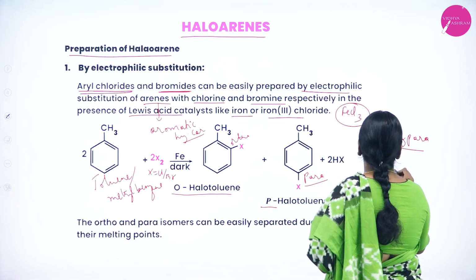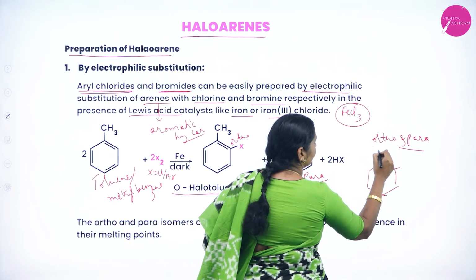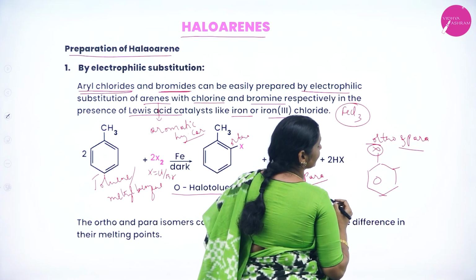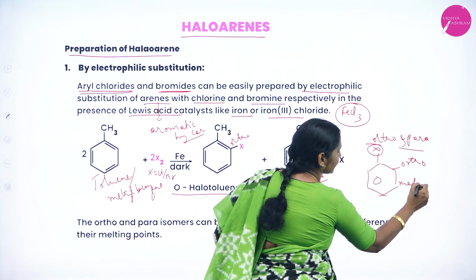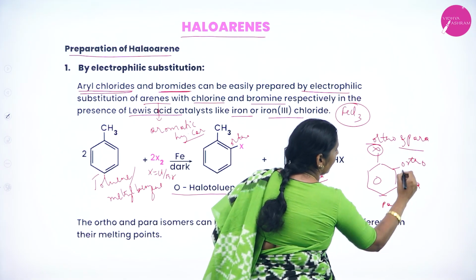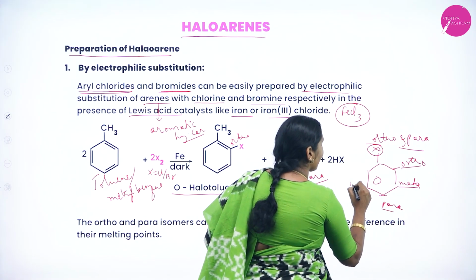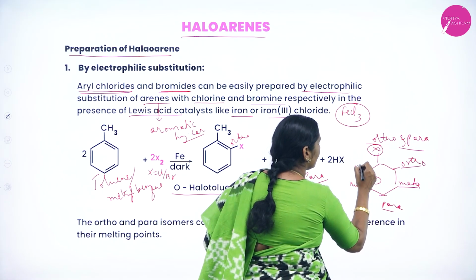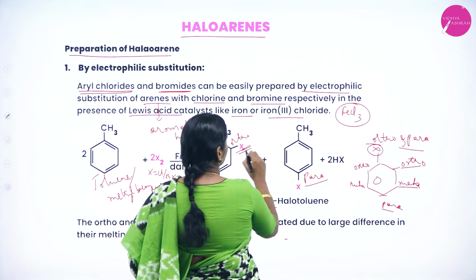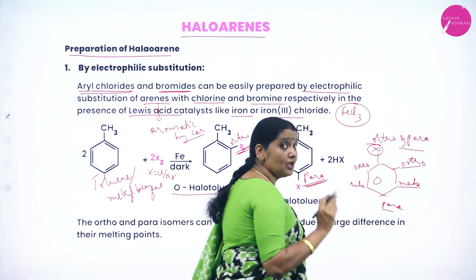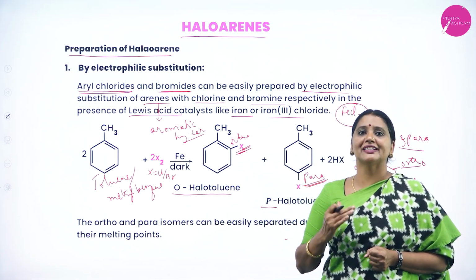When you consider this as a benzene ring, if a substituent or functional group is present, this is ortho, this is meta, and this is para. It is para, ortho, meta, and this is also ortho. Therefore, here we get how many isomers? One is ortho, another one is para. There is no question of formation of the meta isomer.